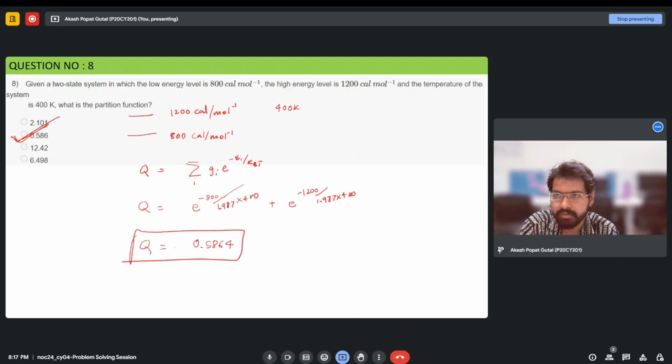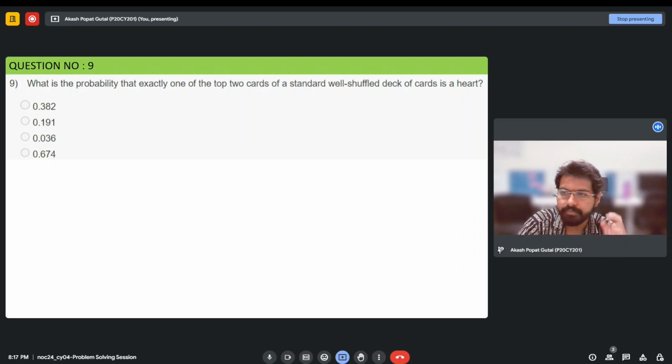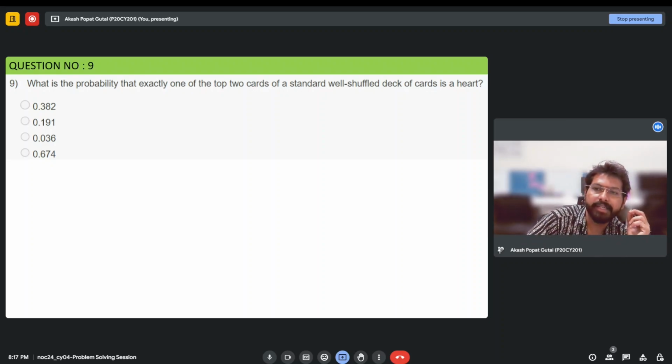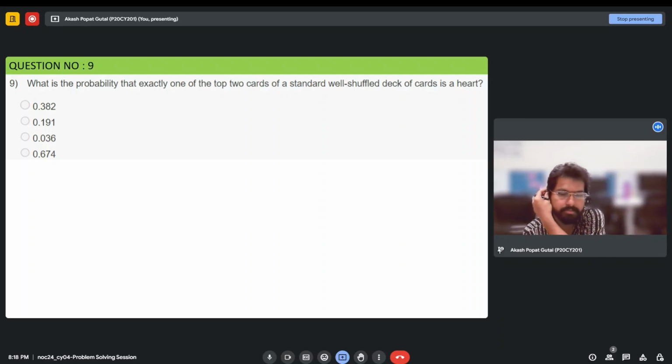Fine. So the next question. What is the probability that exactly one of the top two cards of a standard well shuffled deck of cards is a heart? Four options are given. Please try to calculate. Take your own time. Take 3 to 4 minutes.